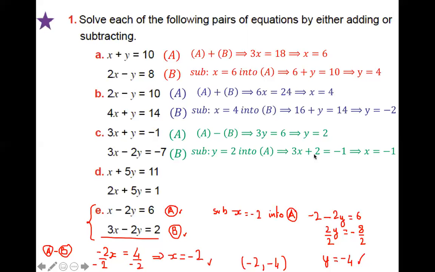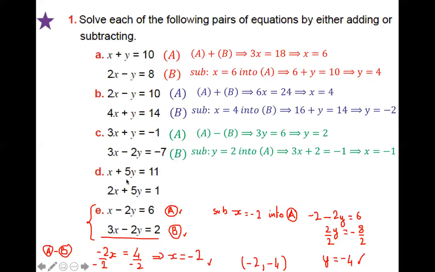So 3x plus 2, so 3x equals -3. Then you divide by 3 on both sides, then x equals -1. I had -7 plus 4, but I did it the other way. Yeah, as I said, there's more than one solution to every single one of them.